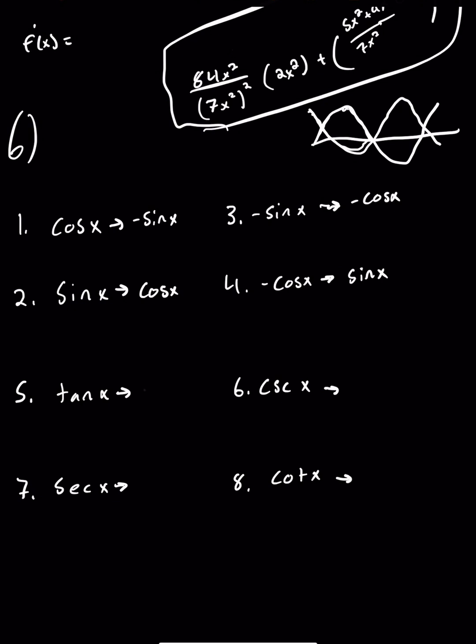Now tan x is going to be secant x squared. Secant x is going to be secant x tan x. Cosecant x is going to be negative cosecant x cotan x. And cotan x is going to be negative cosecant x squared. And these are just ones that you kind of have to memorize, and they will get used on the AP exam.